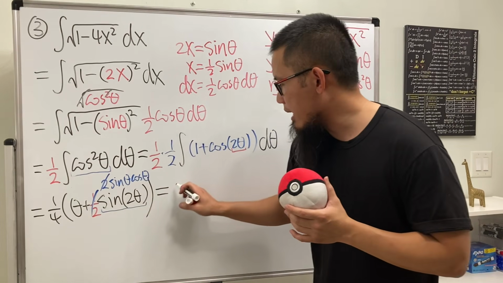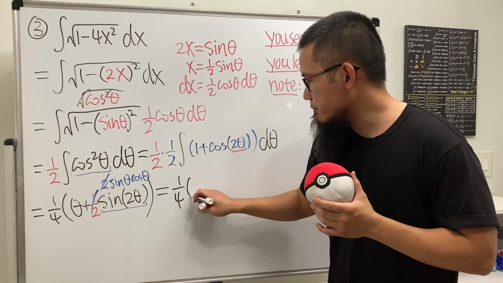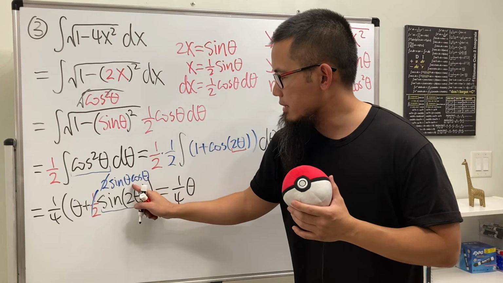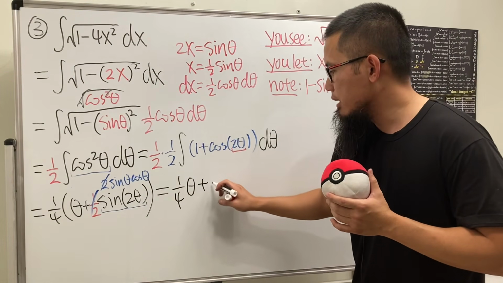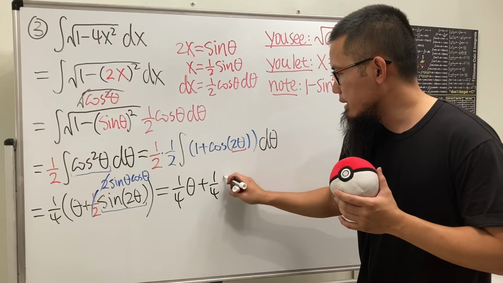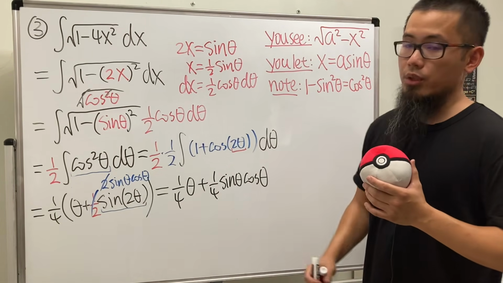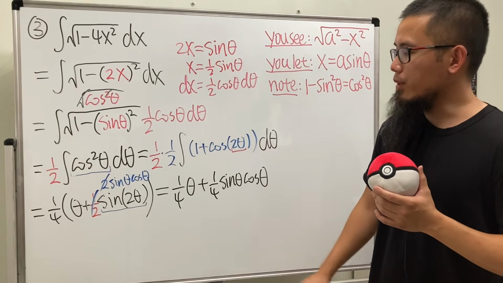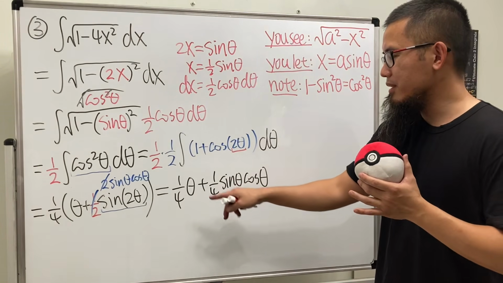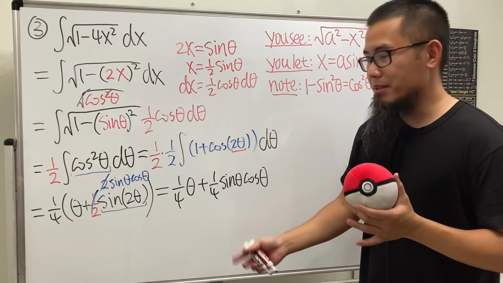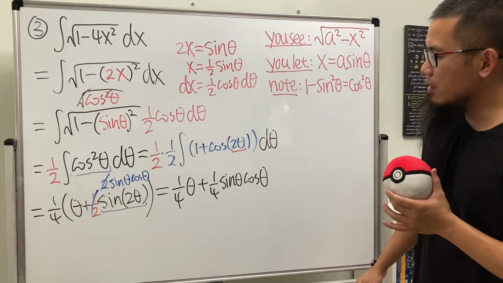So I'm going to write down what we have right here for you guys. 1/4 times theta, so that's 1/4 theta. Next, 1/4 times this, which is just plus 1/4 sine theta cosine theta. So that's what we have. So that kind of clears up the constant multiples, and I think we're okay now. And the final step is to go back to the x world as we said earlier.